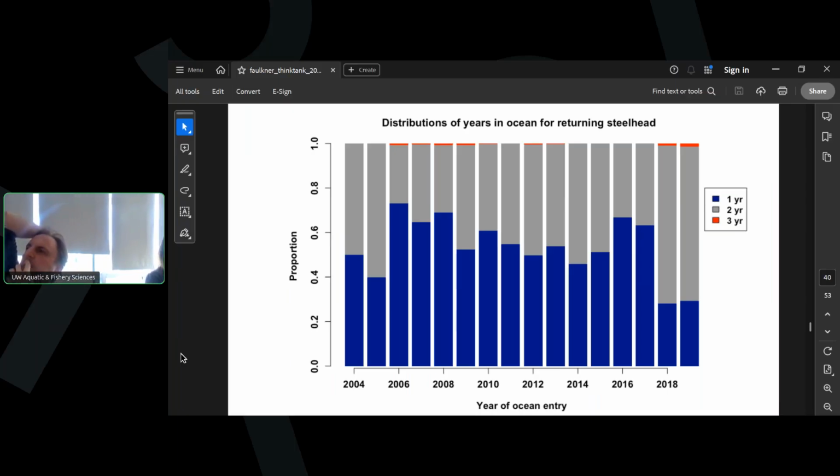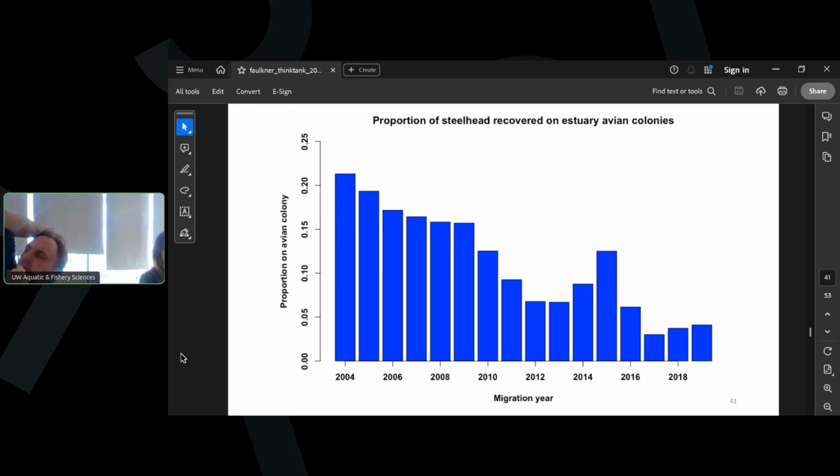So, okay, next. And then we already saw this slide, but this is the proportion of the tags recovered of the fish known alive at Bonneville, basically, that were recovered on the avian colonies, which changed over time.